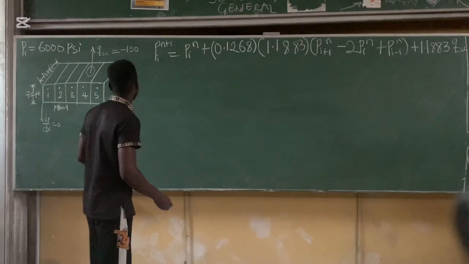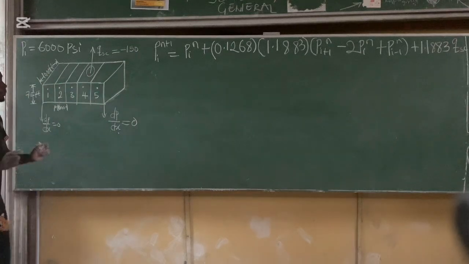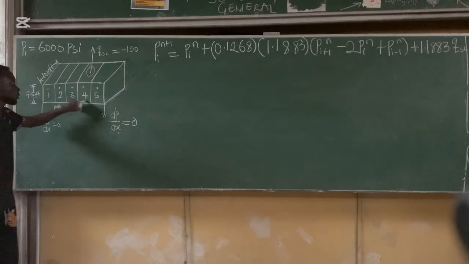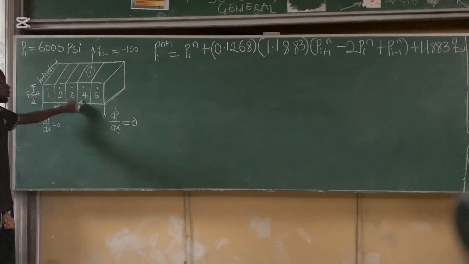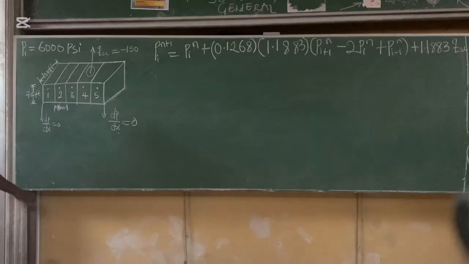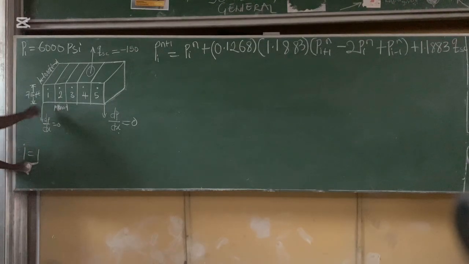Now is to calculate for the pressure for each grid block. So calculate for the pressure here, the pressure here, the pressure here, the pressure here, the pressure here. So I'm going to start with when I is equal to 1. I equal to 1 is at block 1, right? Is at block 1.